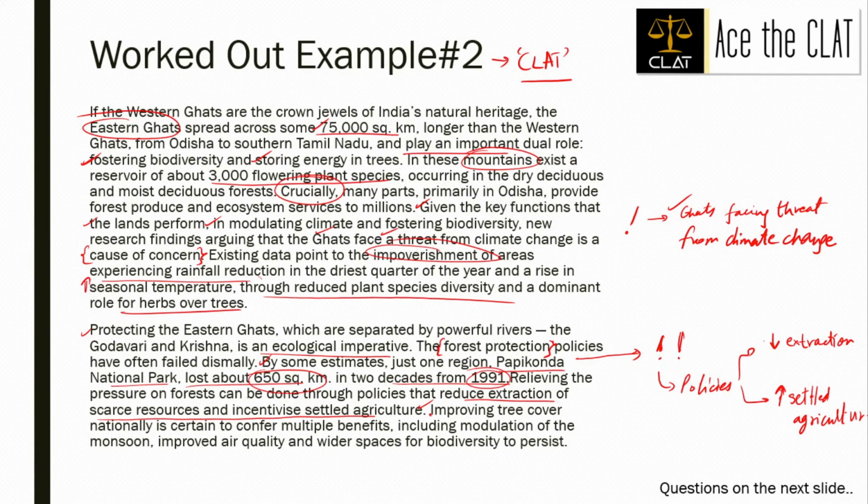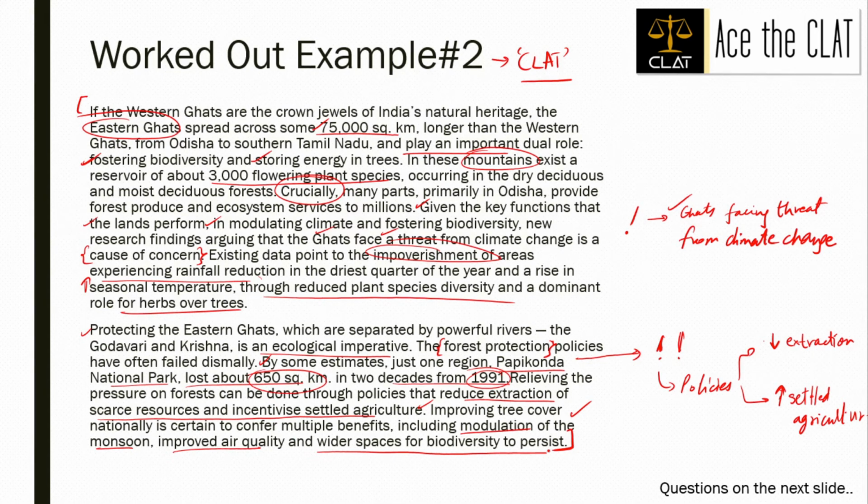Okay. Improving tree cover nationally is certain to confer multiple benefits, including modulation of the monsoon, improved air quality, and wider spaces for biodiversity to persist. So, in the last line, the author gives us a suggestion, right? We need to improve the tree cover of the nation, and by doing so, we will have multiple benefits, including modulation of the monsoon, improved air quality, and wider spaces for biodiversity to persist. So the overall tone of the passage, I would say, is suggestive, right?